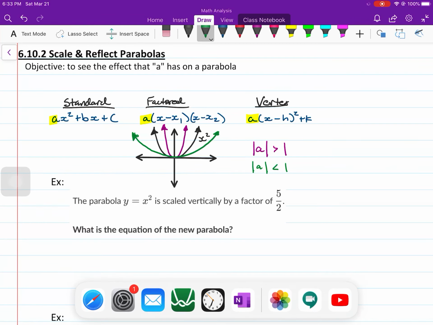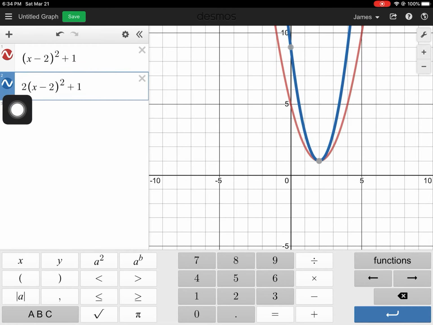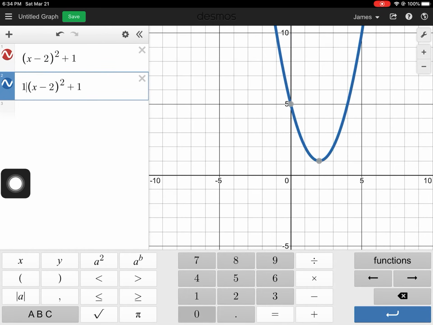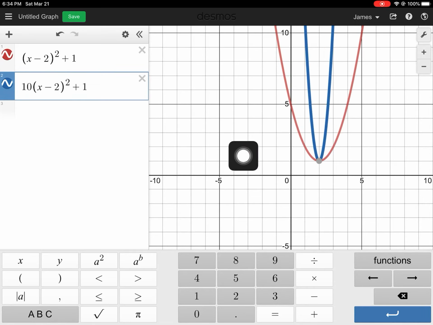I'm going to go ahead and load up Desmos real quick so we can see this. Right here's our regular graph. If I put a number in front, like 2, you can see the blue graph is narrow compared to the red graph, the original one. If I put a 5, or a 10, or 100, you can see it keeps getting more and more narrow. The reason is that it's blowing up, becoming a bigger number faster, because we're multiplying it by a factor of 10.